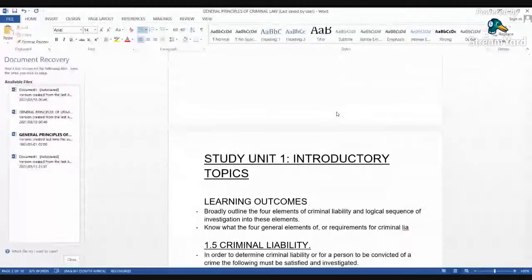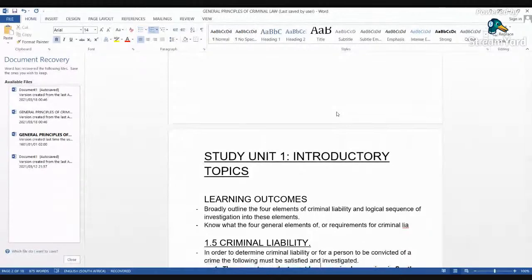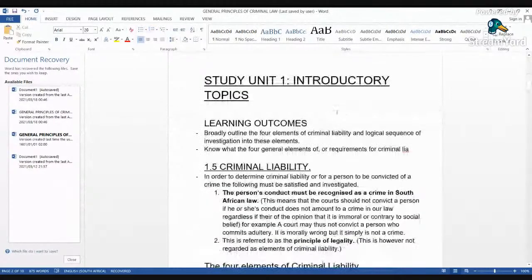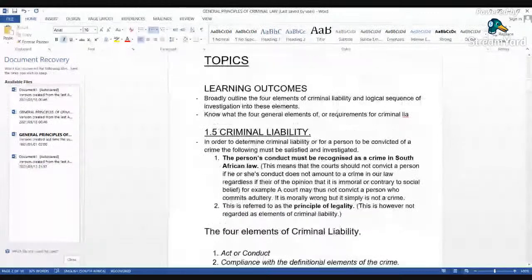Introductory Topics. Learning outcomes for the study unit are as follows. The first, broadly outline the four elements of criminal liability and the logical sequence of investigation into those elements. Secondly, know what the four general elements or requirements for criminal liability are.